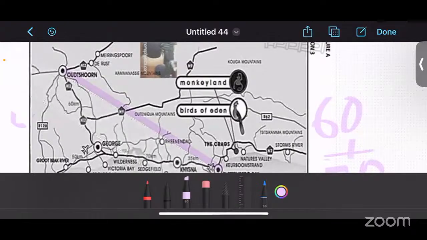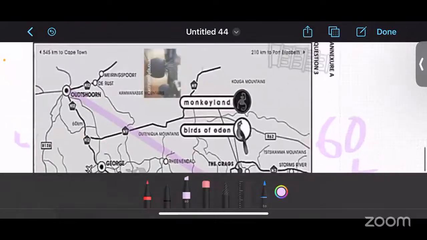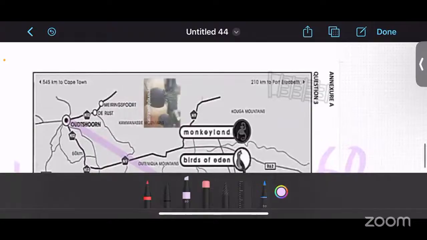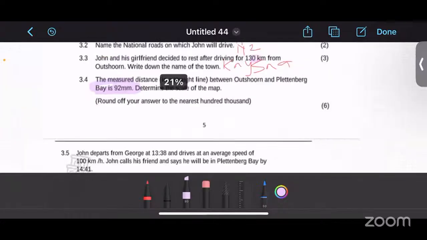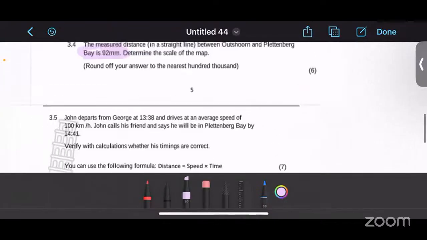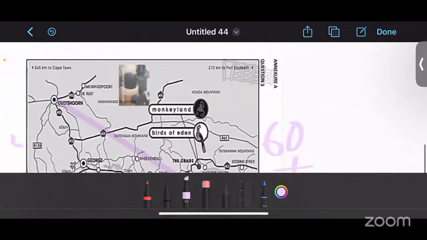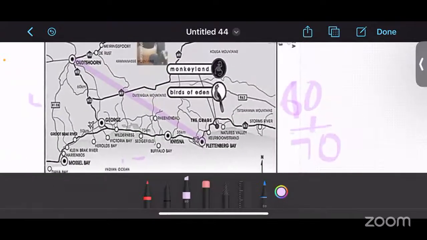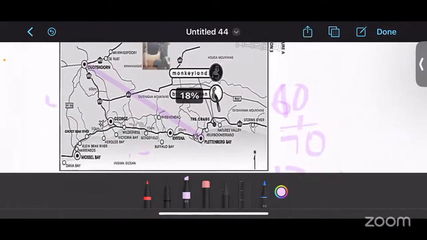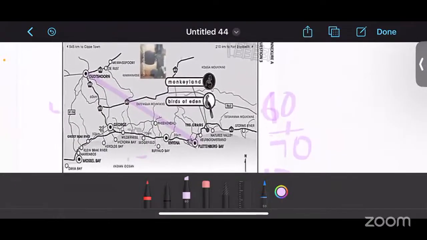And then you got what? You got 92 millimeters. Is it 92 millimeters? Yes, you got 92 millimeters. So they say determine the scale of the map, and there's 6 marks over here. So I'm just going to give you guys 5 minutes to complete this one. The answer is going to come from here, okay?